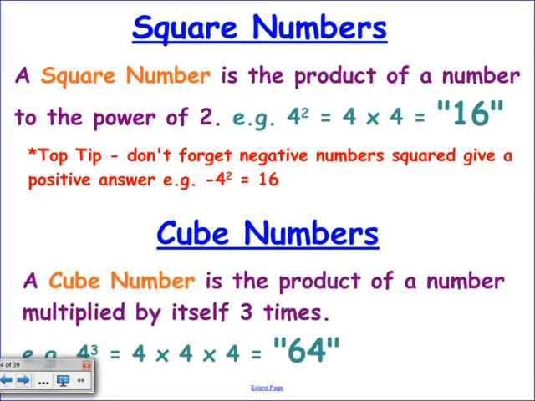Much the same for square numbers. You should be able to identify the pairs of numbers that give you the square numbers. Okay? So when you see 1 squared is 1, 2 squared is 4, 3 squared is 9, 4 squared is 16, 5 squared is 25, 6 squared is 36, 7 squared is 49, 8 squared is 64, 9 squared is 81, 10 squared is 100, 11 squared is 121, and 12 squared is 144.